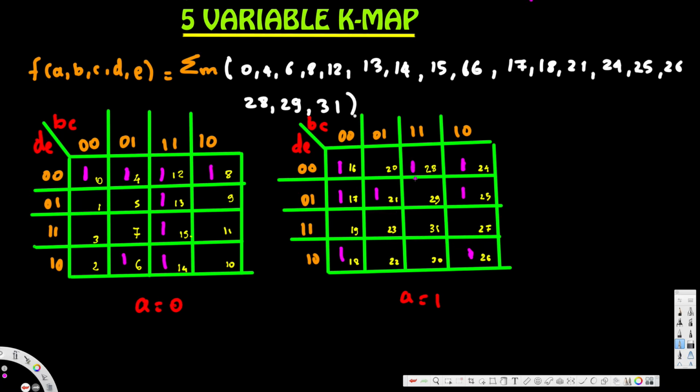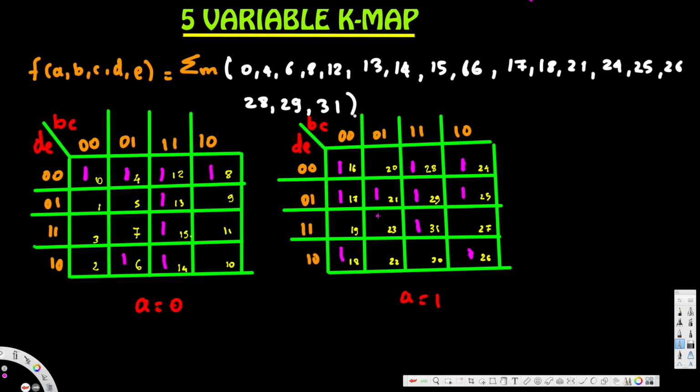28 is here, and 29, 31. Okay, so this is the one we have right now. Now let's see whether we can combine eight. Before, in order to get 8, we have to have the same pattern of 4 on both sides, right? But we don't have that one.